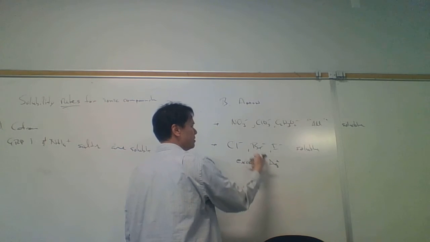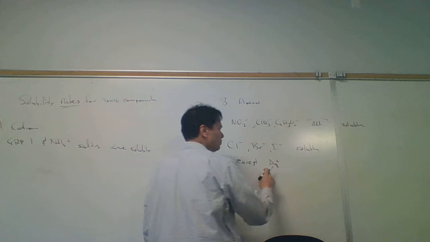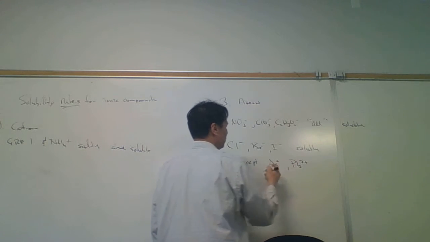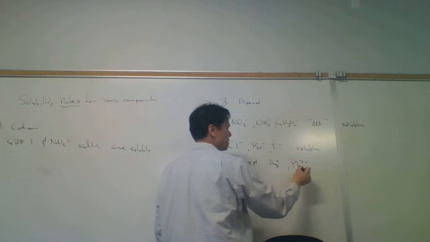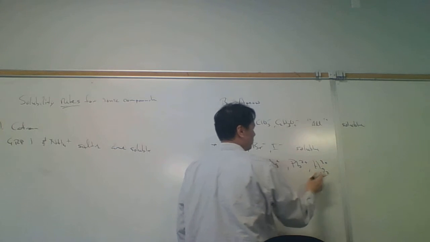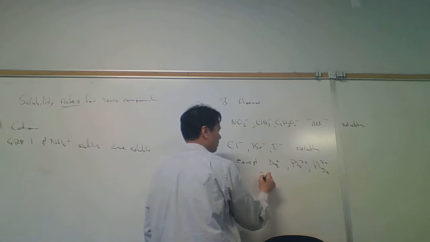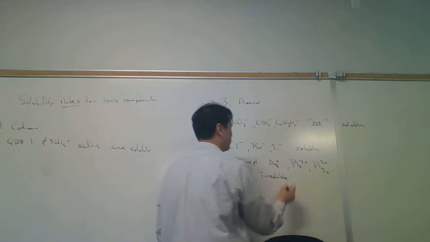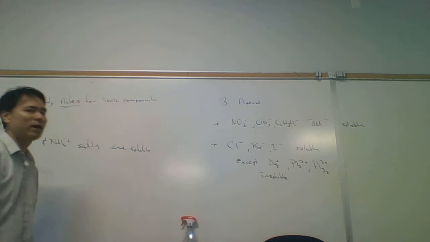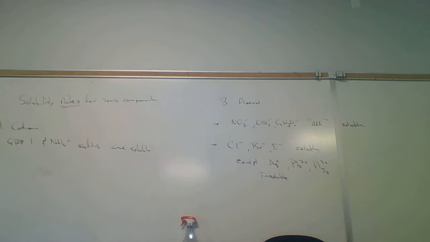So for example, silver chloride, silver bromide, silver iodide are insoluble. Lead-2 chloride, lead-2 bromide, lead-2 iodide are insoluble, and mercury-1 chloride, mercury-1 bromide, and mercury-1 iodide are insoluble. Unfortunately, we have to memorize these. But this table is a lot easier than memorizing Wikipedia, and these rules are a lot easier than memorizing the table.